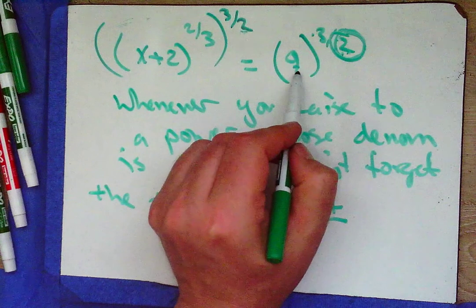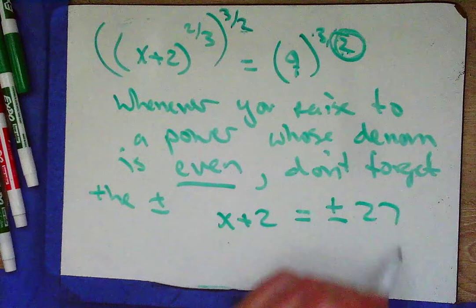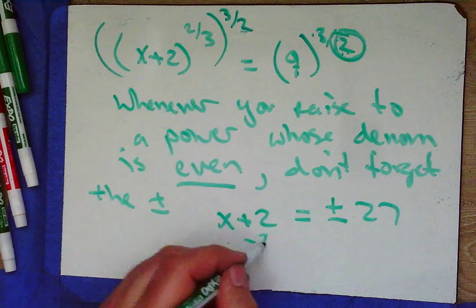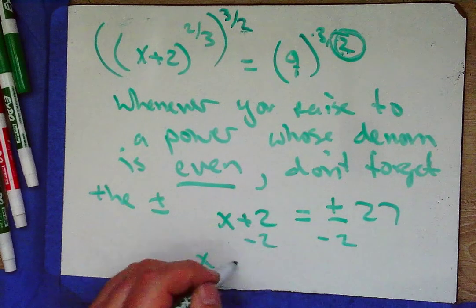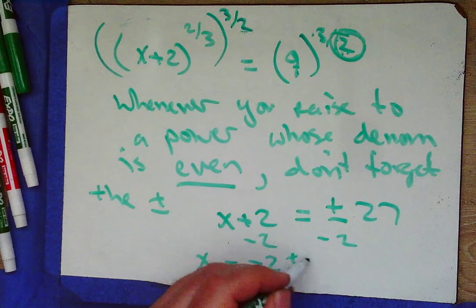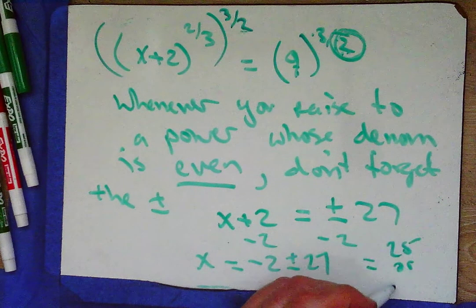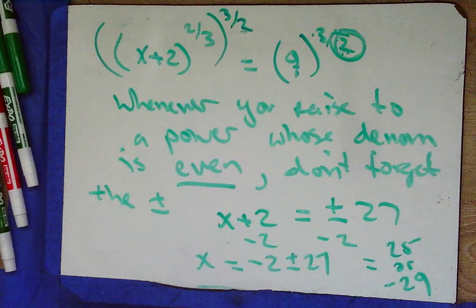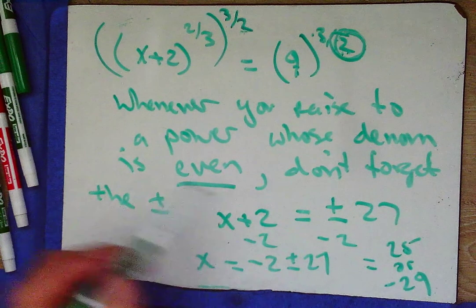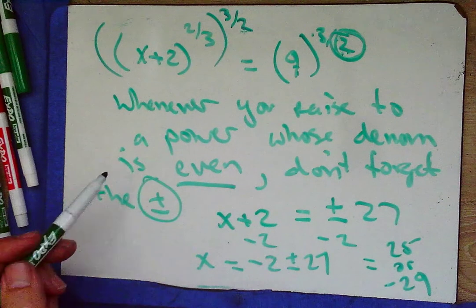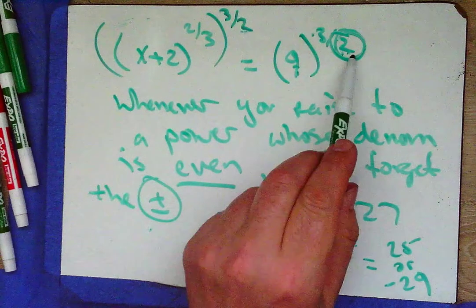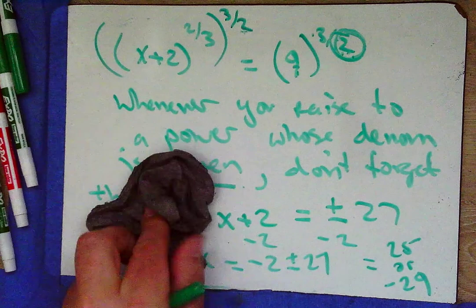Square root of 9 is 3, 3 to the third is 27. And so when I subtract 2, I'm going to have x equals negative 2 plus and minus 27, which is 25, or negative 29. So there are 2 points of intersection, and I'm not going to find them unless I remember that plus or minus. Why? Because this denominator was even. Okay? So whenever we have an even denominator, I've got to remember a plus or minus there.